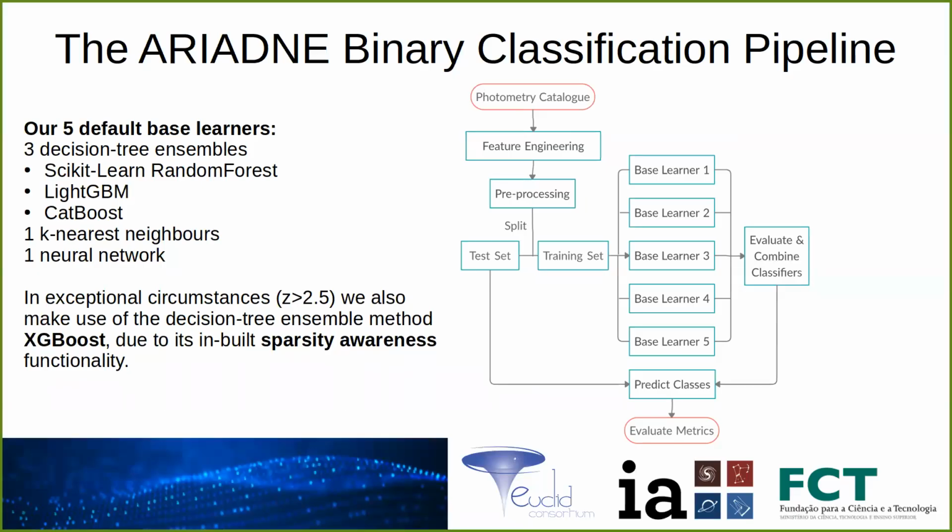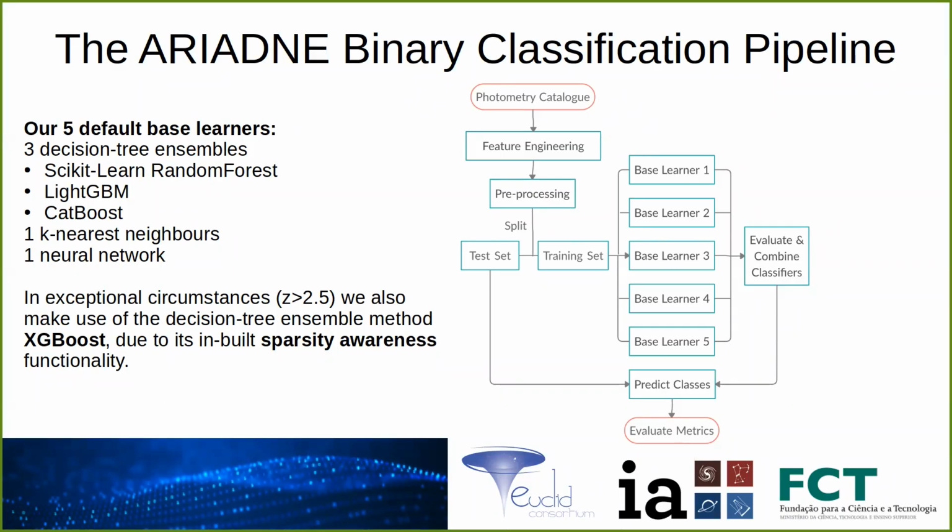So this is the classification pipeline we used. We start off with a photometry catalog. We do the feature engineering and pre-processing. Then we do a train-test split. The test set isn't seen again until the very end, but the training set gets trained on by 5 different base learners. These are different machine learning algorithms. Here we've used random forest, then LightGBM and CatBoost, which are gradient boosting decision trees, a bit different to random forest, but we can go into that later. Then k-nearest neighbors and a neural network as well.